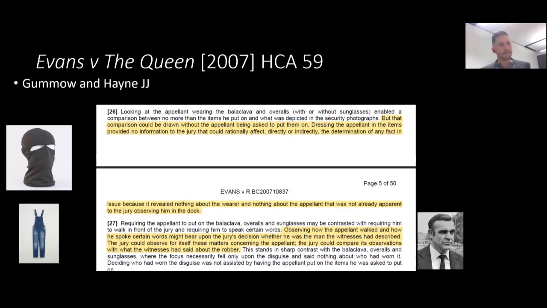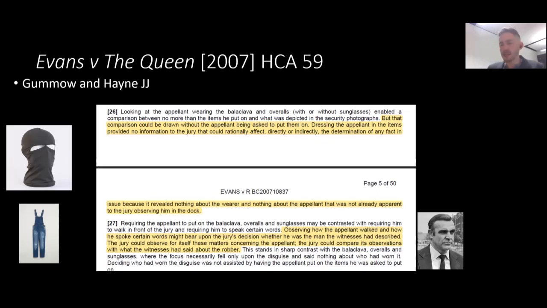So this is hard to understand, because I think sometimes I can look at clothes and look at myself and think it's going to fit well, and it ends up not fitting well. It's not something that I think I can mentally simulate as well, but Gummow and Hayne think so.